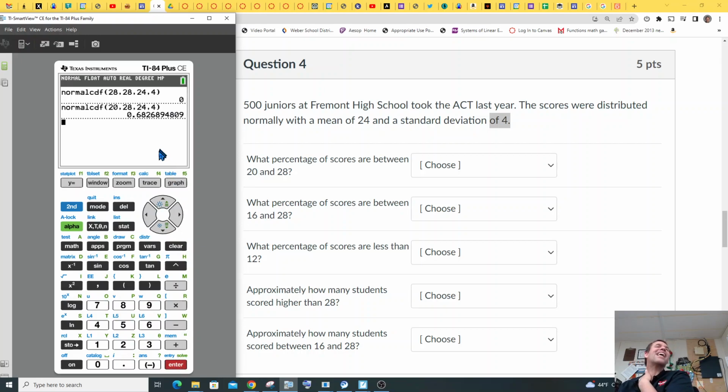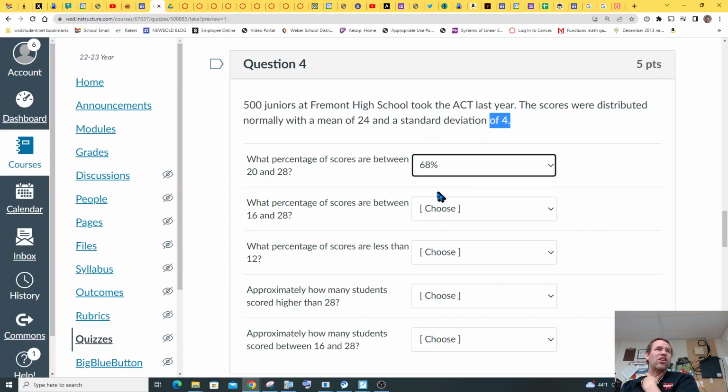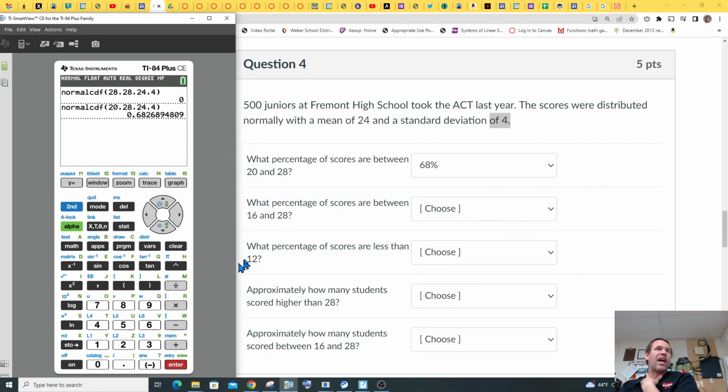Look at that: 68, 68, 95, 99.7, the empirical rule. So it's 68%, and we're going to click that as our selection. Then we're going to try it again, but this time between 16 and 28, since it asks how many percentage scores. You push second enter, which brings up the last thing you did, and I'm just going to change that 20 to a 16.